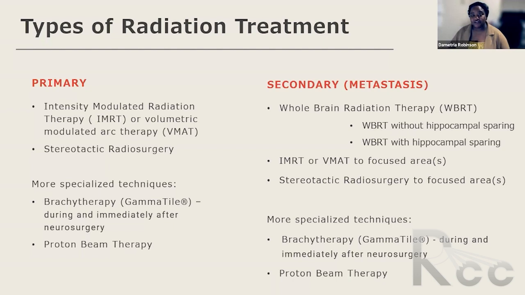And then for secondary mets, that's where you're going to see the whole brain radiation. Whole brain radiation means we are treating the entire brain because there's disease, a numerous amount of tumors in the brain. It happens with these mets patients. And so we can do it two ways. We can do standard whole brain radiation, meaning that we're not sparing anything.